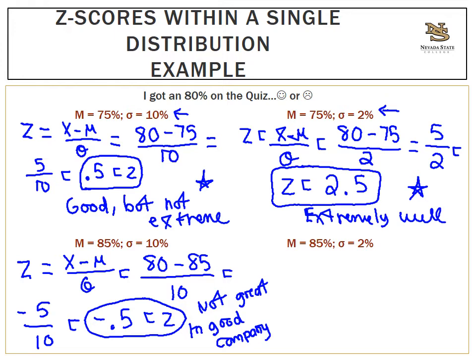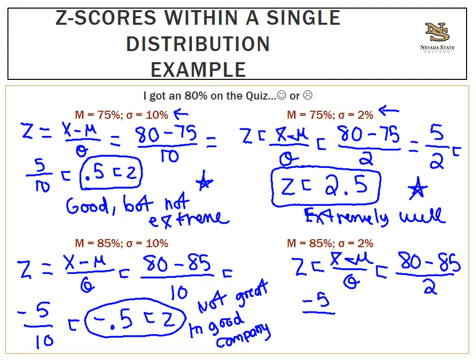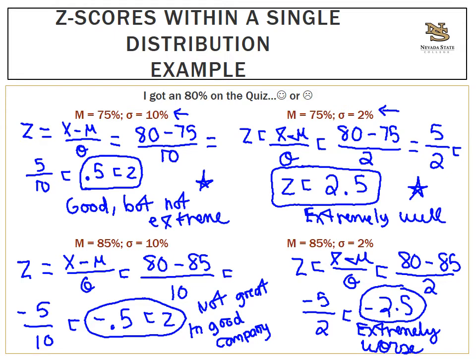Now let's look at this other one. You've probably noticed a pattern here. These are both the same distance from the mean, but one's going to be negative, one's going to be positive. But we're going to be redundant with our math here just to demonstrate it. So here we go. We've got our 80 minus the 85 mean now, divided by the standard deviation of 2. That gives you negative 5 divided by 2, which is negative 2.5. So if this was the distribution, you did extremely worse than the rest of the class.